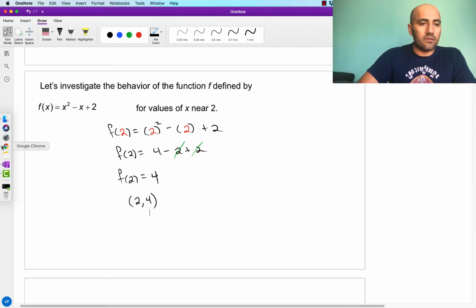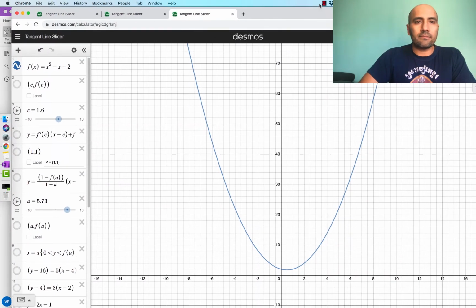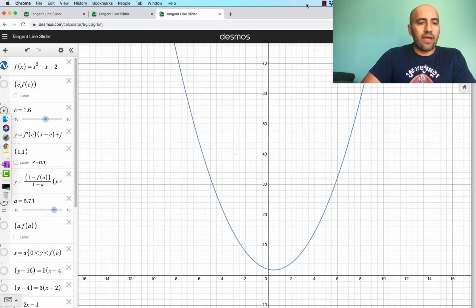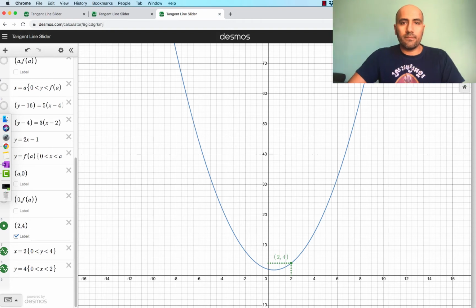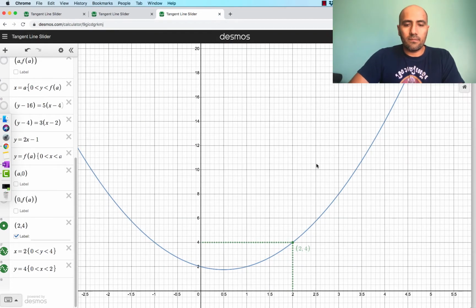So let's go back to this and graph that point. Here it is. When the input is 2, the output is 4. Let's zoom into there. There it is. When the input is 2, the output is 4. But what we want to do is investigate what happens as x gets closer and closer to 2, without necessarily being equal to 2. That's an important distinction that we want to point out here.